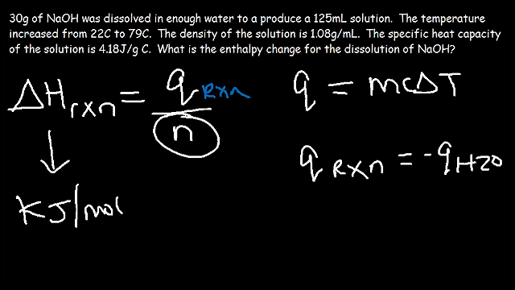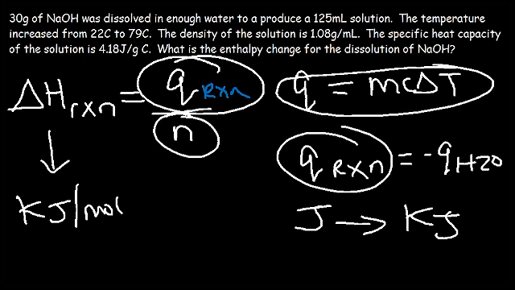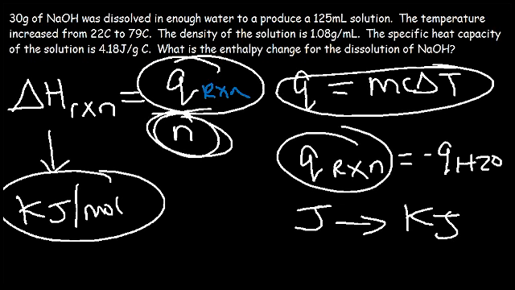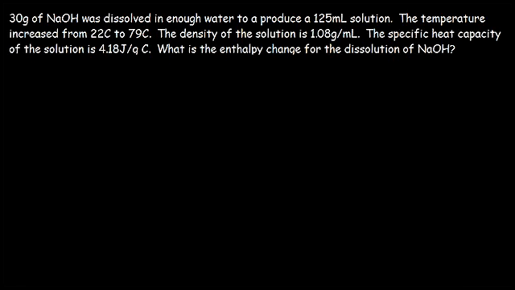N is the moles associated with sodium hydroxide, which is for the reaction. So first we've got to find Q of water. Using that, we can calculate Q of the reaction, which is going to be in joules. We'll have to convert that to kilojoules. And then we'll divide the Q of the reaction in kilojoules by the moles, and that should give us the kilojoules per mole for this reaction. So let's begin. Let's find out how much energy water absorbs using the equation Q equals mc delta T.